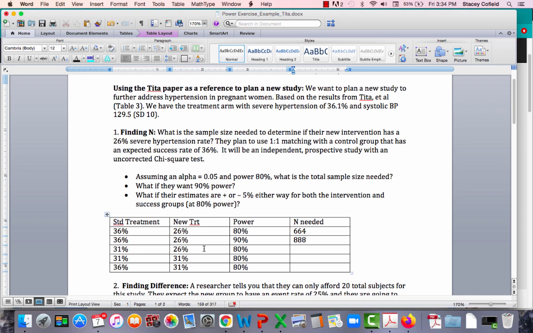Okay, so the next question is what if our estimates are up or down by 5% in each group, so allowing for a little wiggle room? So let's say that the standard treatment, now that we know better from the TIDA group how to do this intervention, let's say it actually goes down to 31%, but we still think our new treatment group is 26%. This means it's going to be harder to tell these apart, right? They're closer together. So instead of 36 and 26, we've got 31 and 26. It's going to be more difficult to tell them apart, which means I can expect that we'll need more people.